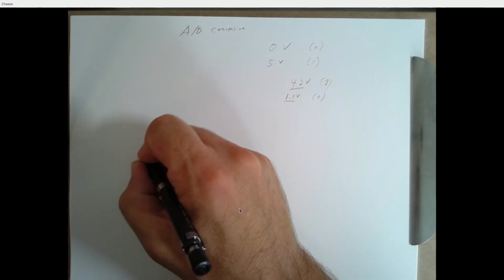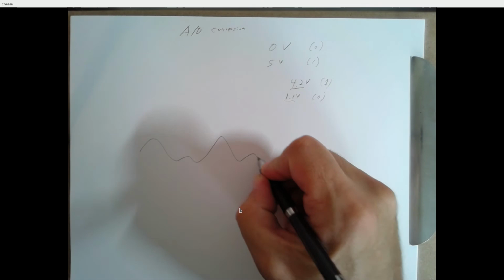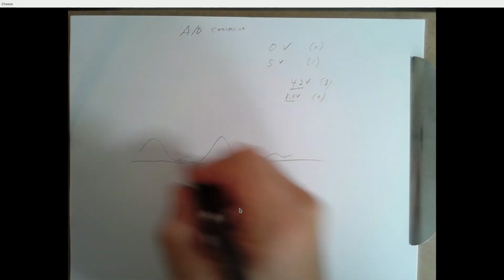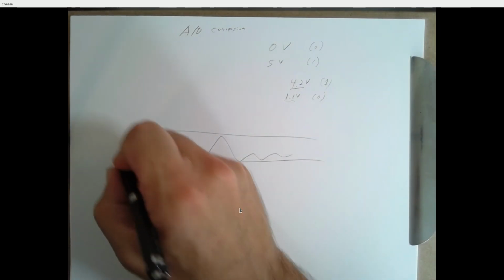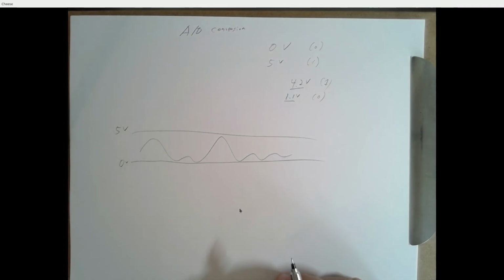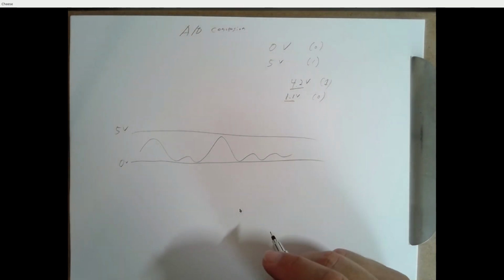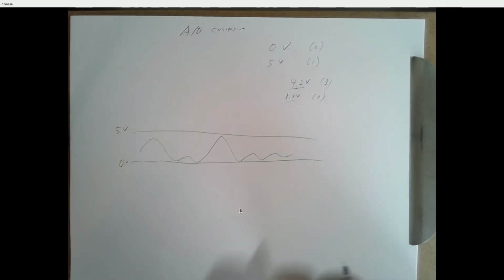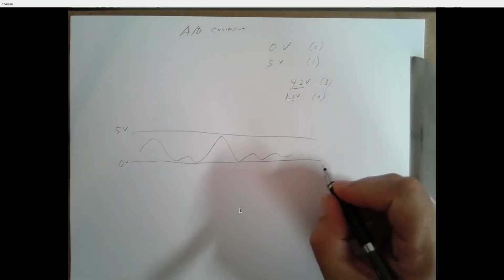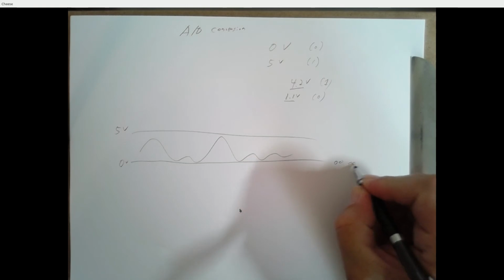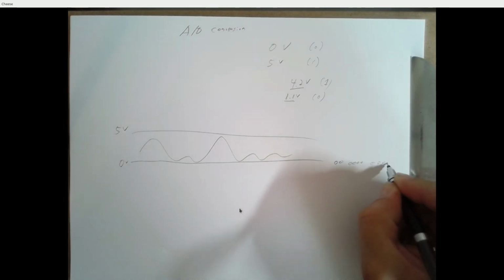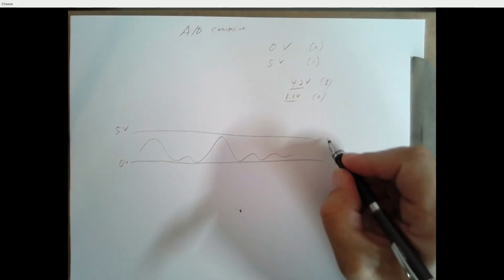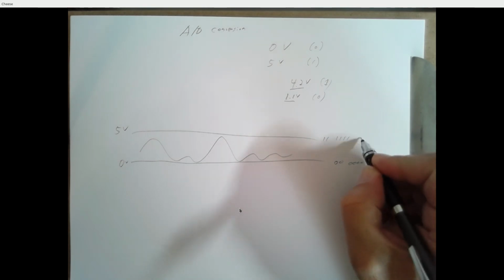Suppose you have a signal which is analog in nature, and it's changing from 0 volts to 5 volts. Okay, so we want to convert this into some sort of digital information, and this is a 10-bit A to D converter. So we might say that 0 volts corresponds to all zeros, and 5 volts corresponds to all ones.